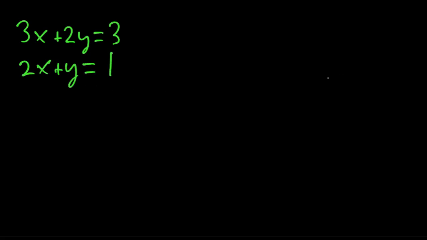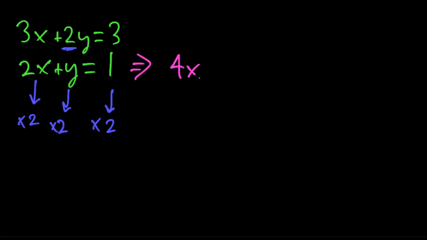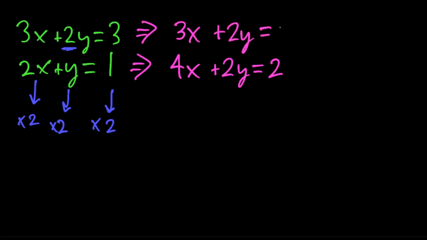Okay, so in order to be able to subtract these, we need to have a common coefficient for one of the variables, either x or y. And here you can see that we have 2y in the top expression. So we can multiply the bottom expression by 2, right? We can multiply everything here by 2 in order to get 2y on the bottom, so that we can subtract the expressions. So when we multiply the bottom, we get 4x plus 2y is equal to 2. And then the top stays the same, so we get 3x plus 2y is equal to 3.